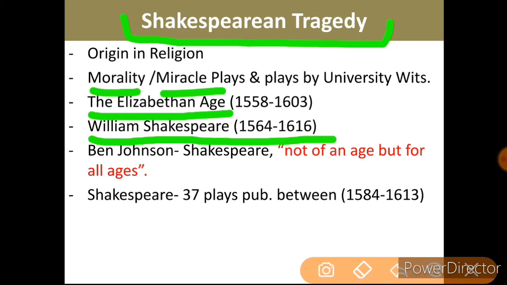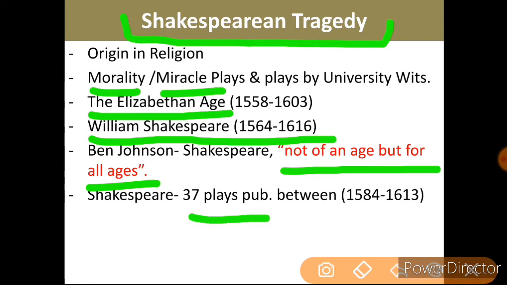Friends, the significant thing: Ben Jonson called Shakespeare not of an age but for all ages. Please remember, Ben Jonson called Shakespeare not of an age but for all ages. Friends, he wrote 37 plays published between 1584 and 1613.